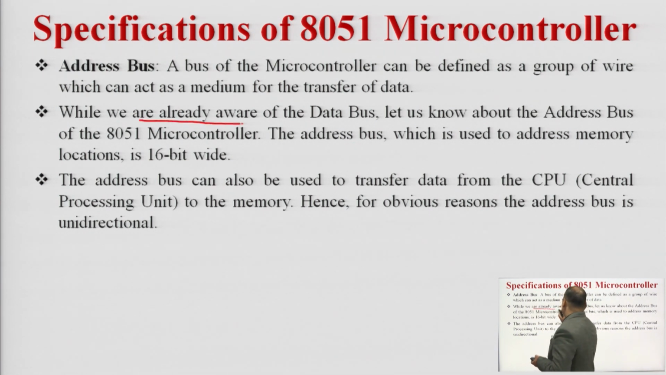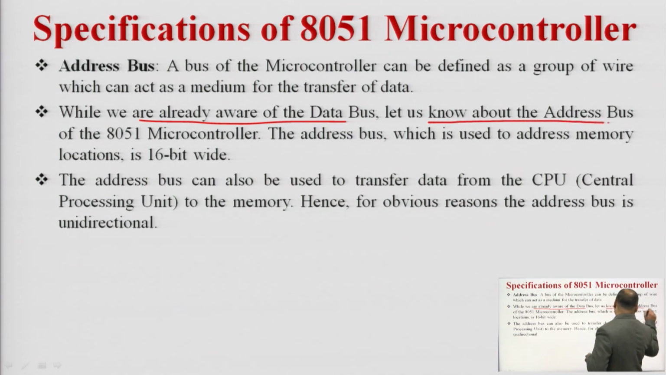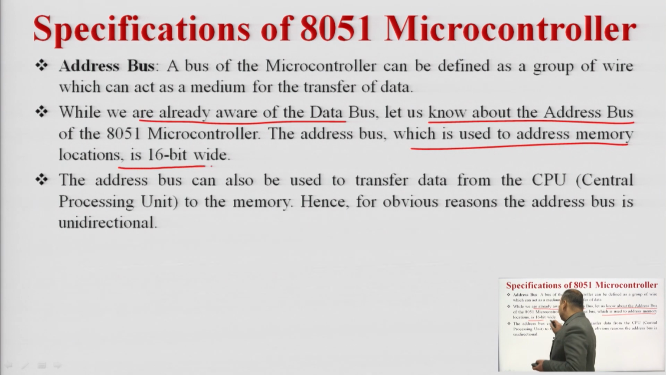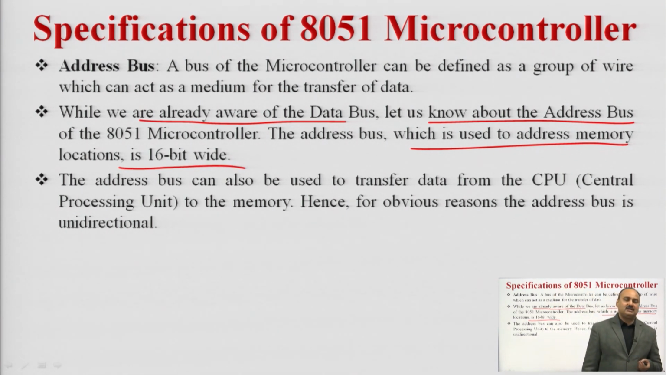We are already aware of the data bus, so let us know about the address bus. We have seen in the previous slide that the data bus is 8-bit wide in 8051 microcontroller. So, at a time the microcontroller is able to carry 8-bit data, or it is able to perform 8-bit operation with the help of the 8-bit data bus. Now, the next is the address bus, which is used to address memory location, which is 16-bit wide. So, in 8051 microcontroller the address bus is 16-bit, and with the help of this 16-bit address bus we are able to access the memory location where the operand or data is present.